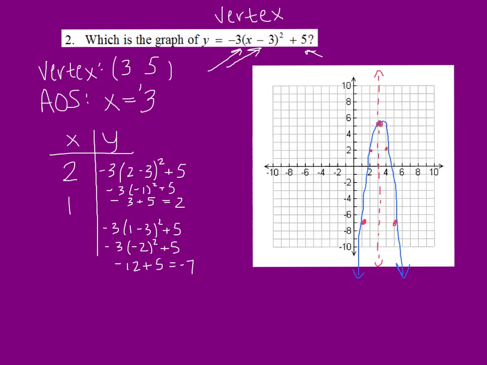Now it's an upside down parabola. This is our vertex. We've got 2 x-intercepts, which would be our solutions. This is my maximum value.